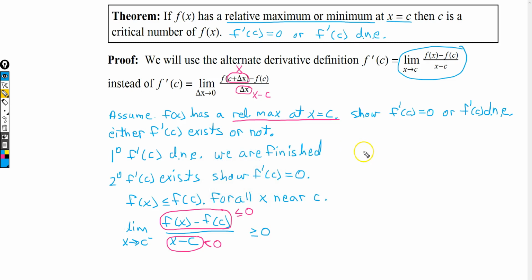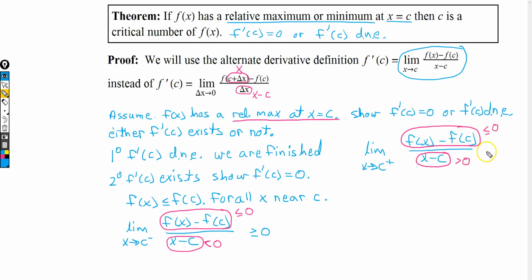I'm going to move over here. Now if we're looking at the limit as x approaches c from the right, the denominator here is going to be greater than 0 because x is larger than c. The top, the numerator, is still going to be less than or equal to 0 because c is where f has a relative maximum. And so this quantity, you're going to have a negative number divided by a positive number. This is going to be less than or equal to 0.